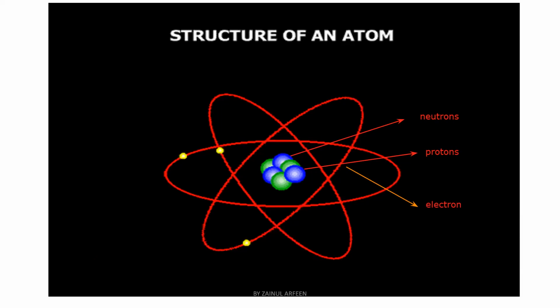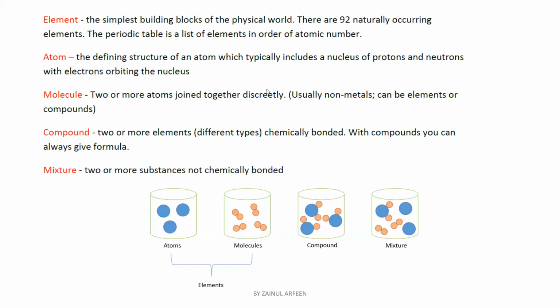So we may have different types of atoms, but the basic structure is that an atom consists of a nucleus. Inside the nucleus we have neutrons and protons, and around the nucleus electrons are moving. This is the basic structure, or picture, of an atom. Then the definitions which you should learn related to the topic. First thing is about element.